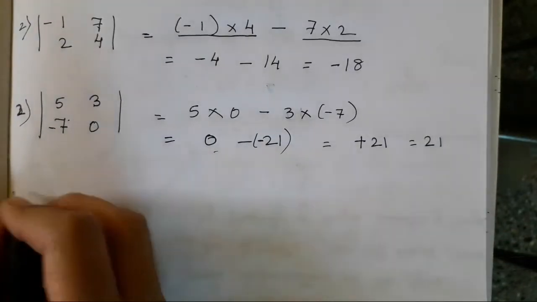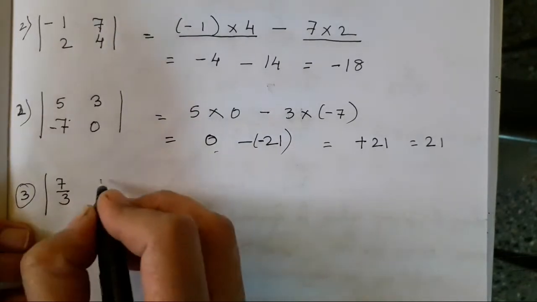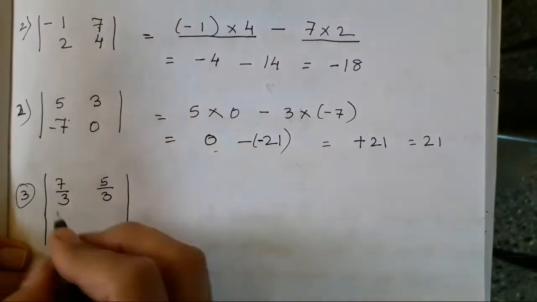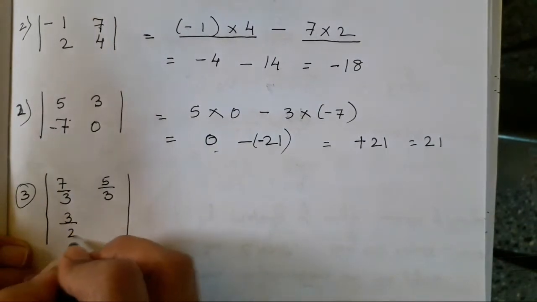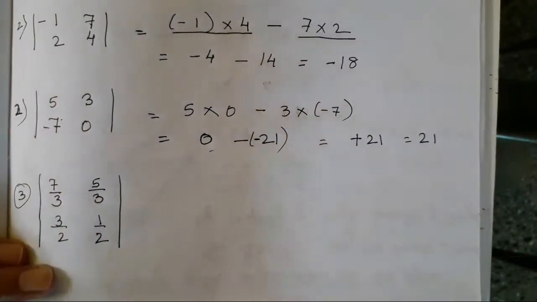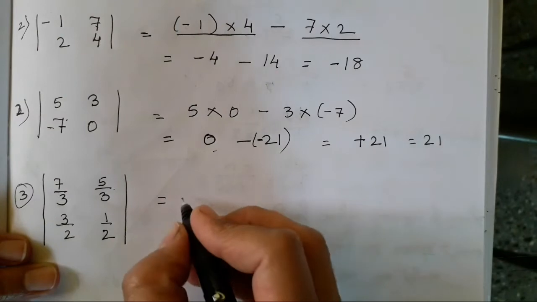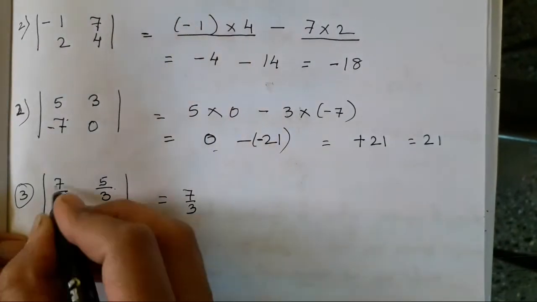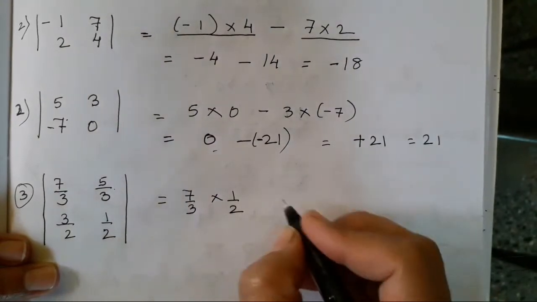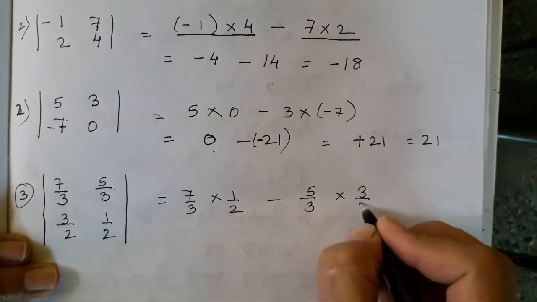Now the third one is in the form of a fraction, 7 upon 3, 5 upon 3. Don't get confused and don't be afraid, because the answer is very easy to find, even if it's in the form of a fraction. Same method, multiply in this manner, cross multiplication. So that is going to be 7 upon 3 multiplied with 1 upon 2, minus sign, 5 upon 3 multiplied with 3 upon 2.